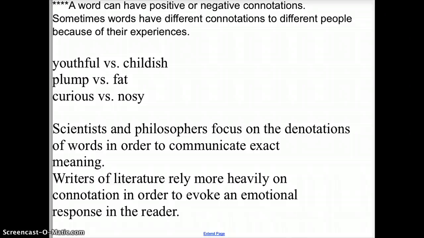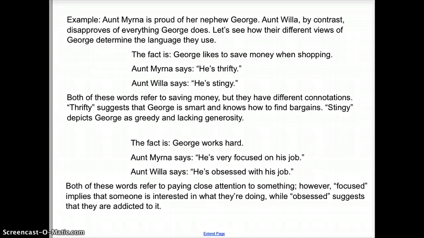Scientists and philosophers focus on denotations of words in order to communicate exact meanings. Writers of literature, like when you read your novels, rely more heavily on the connotation in order to invoke an emotional response in the reader. So here are some examples. Aunt Myrna is proud of her nephew George. Aunt Willa, by contrast, disapproves of everything George does. Let's see how their different views of George determine the language they use.